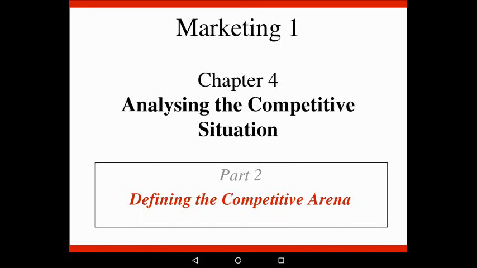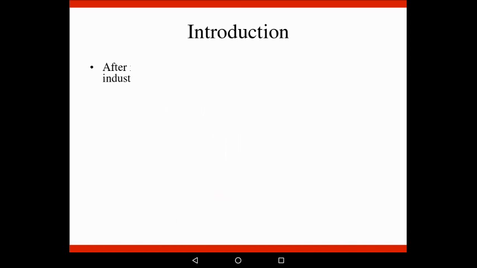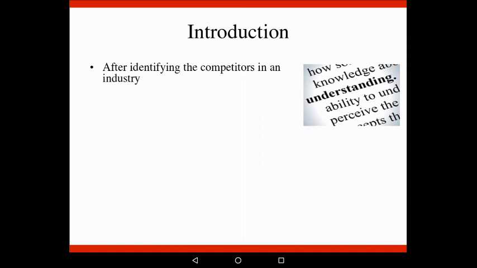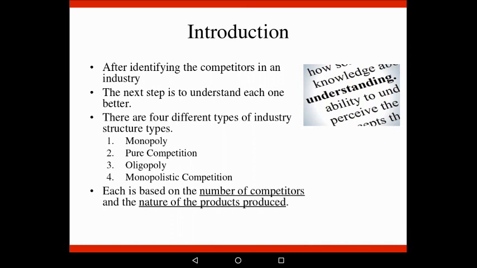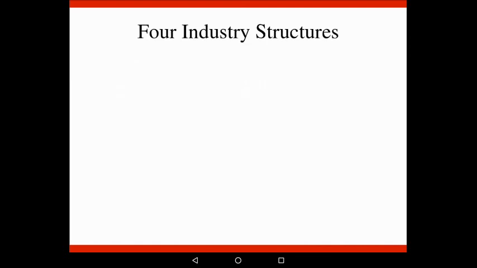Okay, chapter 4, part 2, defining the competitive arena. So after identifying the competitors in an industry, like we looked at in section 1, the next step is to understand each competitor better. There are 4 different types of industry structures. Number 1 is called a monopoly. Then we have pure competition, oligopoly, and monopolistic competition. And each is based on the number of competitors and the nature of the products that are produced.